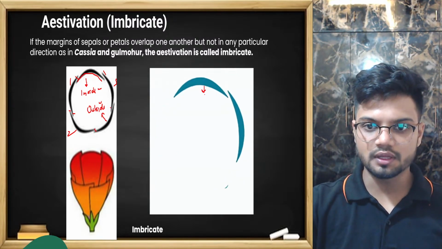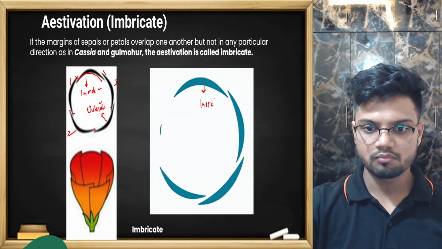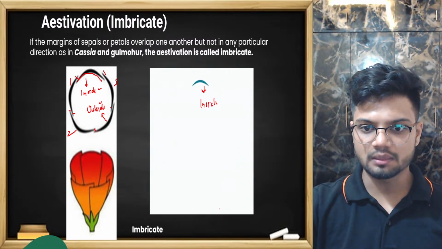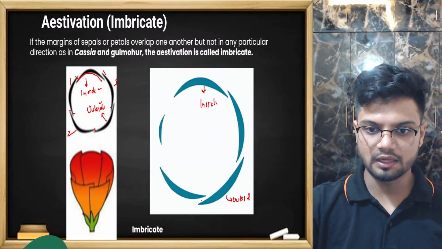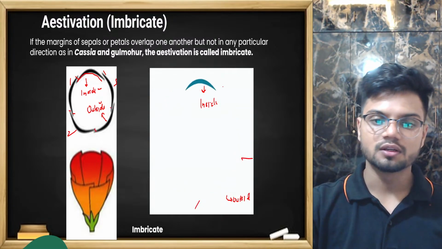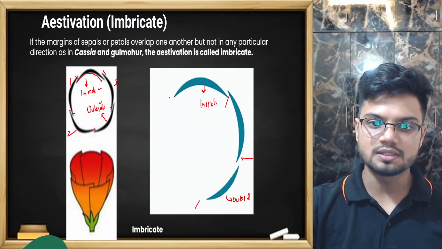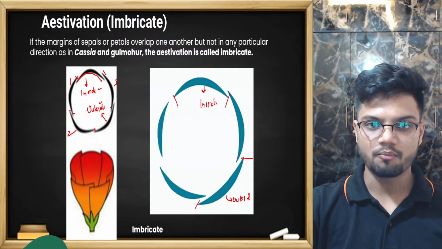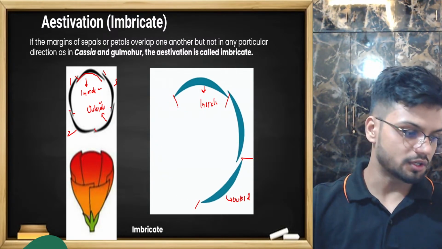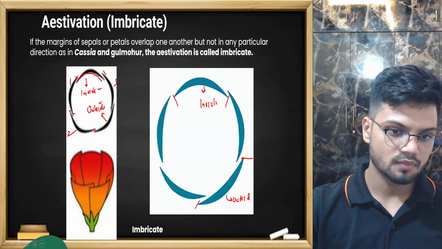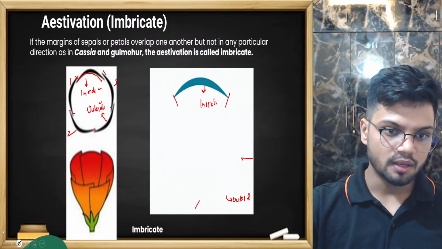This petal is completely on the inside. This petal is completely on the outside. Both the ends are outside here, and both the ends are on the inside here. This is called imbricate aestivation. Okay. Now what is the trick here? A very simple trick for imbricate.